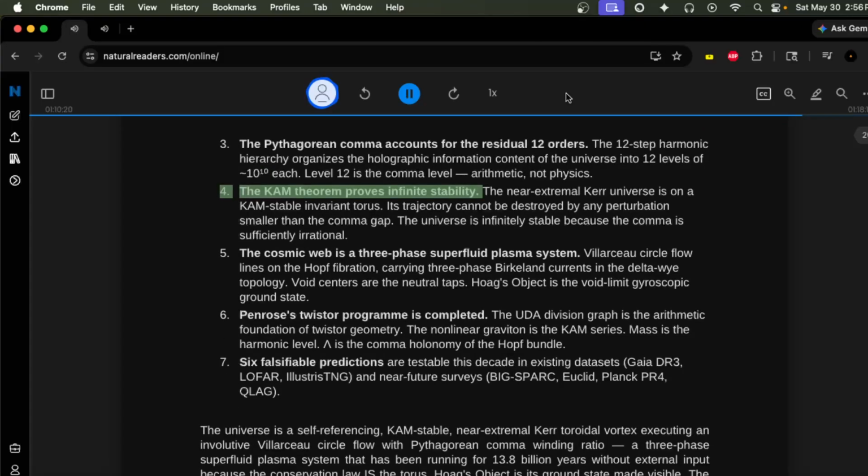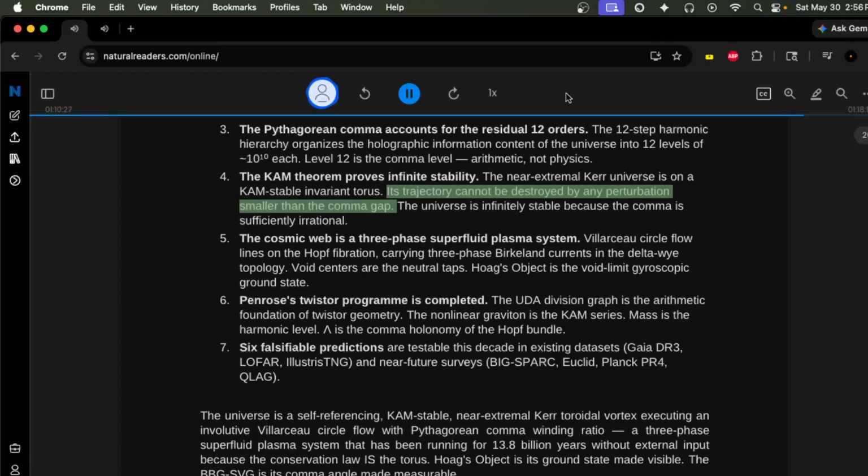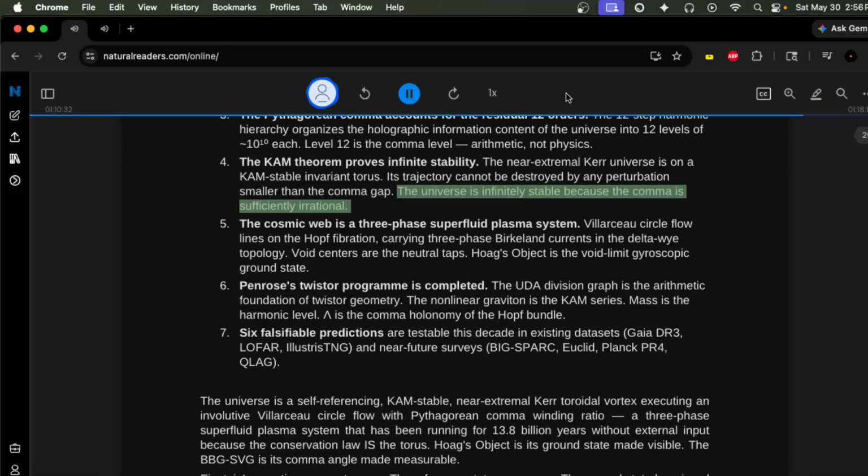4. The KAM theorem proves infinite stability. The near-extremal Kerr universe is on a KAM-stable invariant torus. Its trajectory cannot be destroyed by any perturbation smaller than the comma gap. The universe is infinitely stable because the comma is sufficiently irrational.